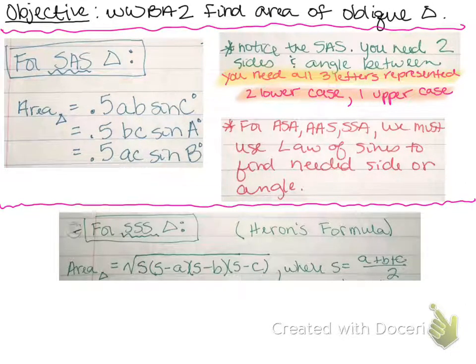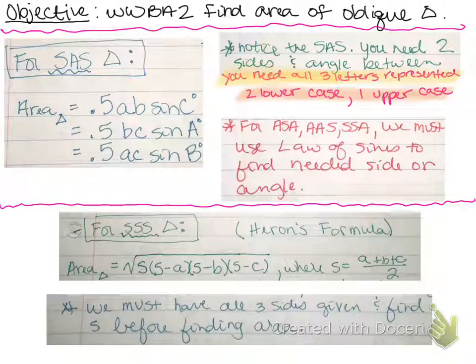For a side-side-side triangle, where we know all three lowercase letters, the area is the square root of S, that's an S, not a 5, times S minus A, times S minus B, times S minus C, where S is A plus B plus C divided by 2. We must have all three sides given and find S before finding the area. You must know all three lowercase letters.